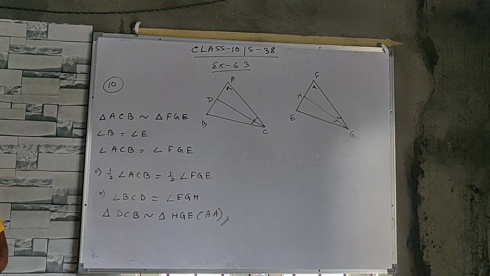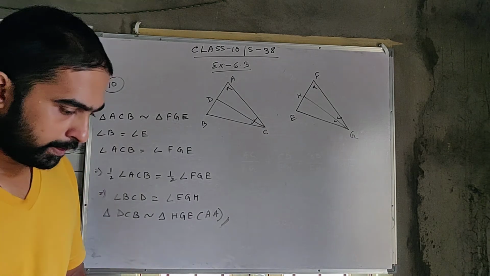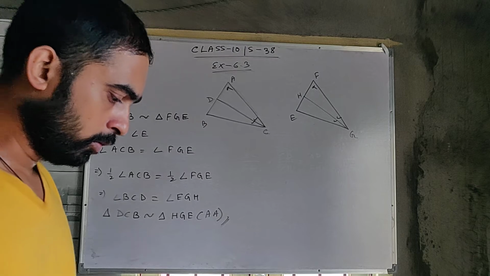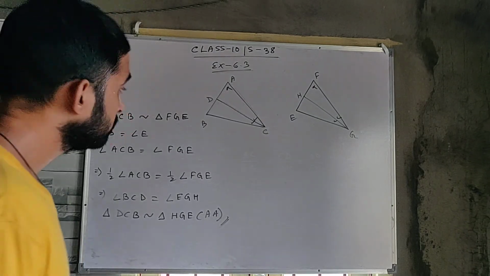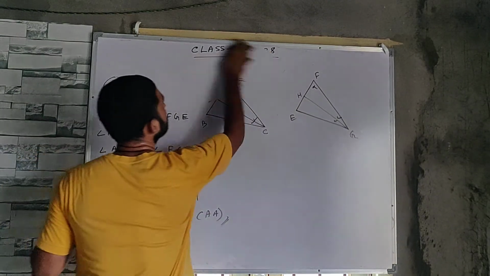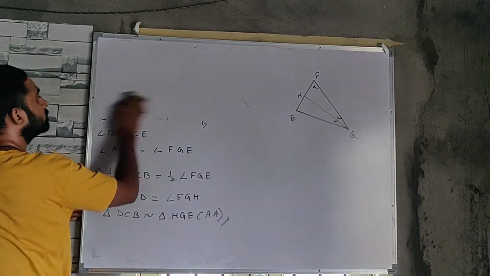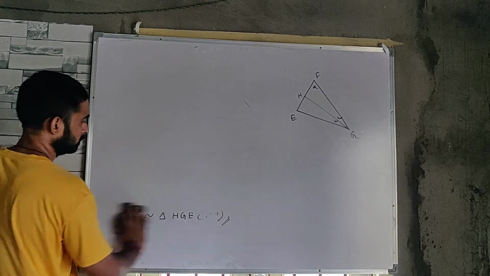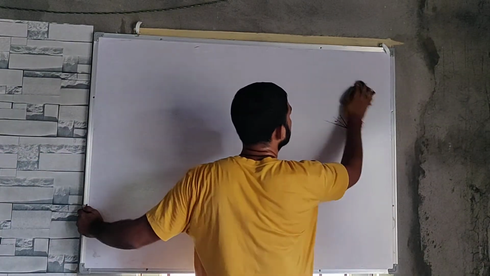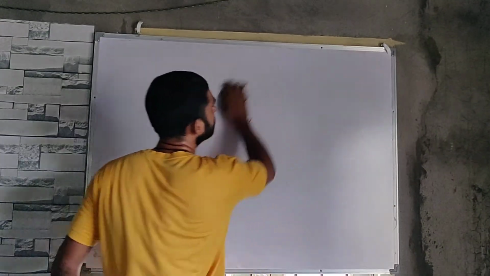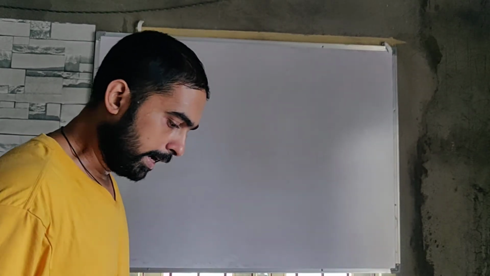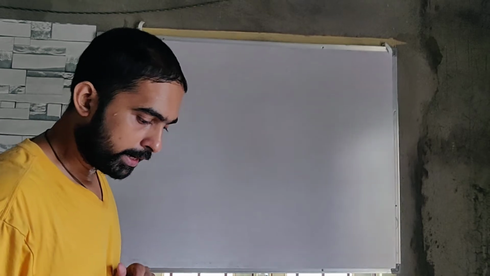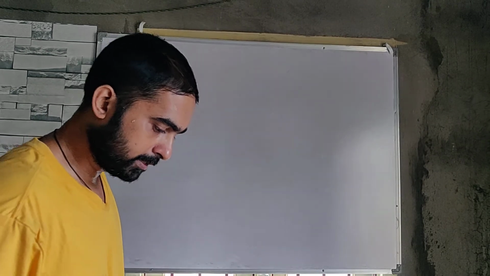Next we will do question number 12. Question 11 is homework, try it by yourself. Now we will do question number 12. Sides AB, BC and median AD of triangle ABC are respectively proportional to the corresponding sides and median of the other triangle.